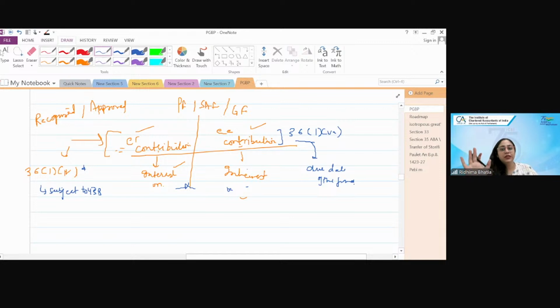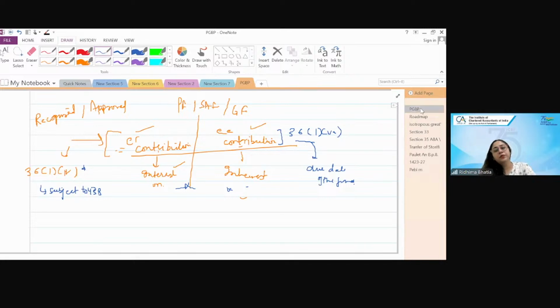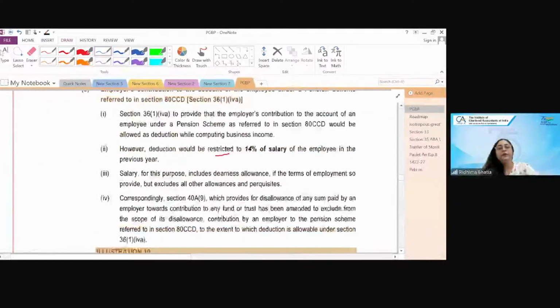This is about your section 36, subsection 1, clause 4, 5 and 5A. Now, about NPS. I have not written NPS here. NPS के लिए friends थोड़ा सा different है. Let's talk about NPS now. First of all, mark NPS as important because NPS में there is a small change also which has come during the year.